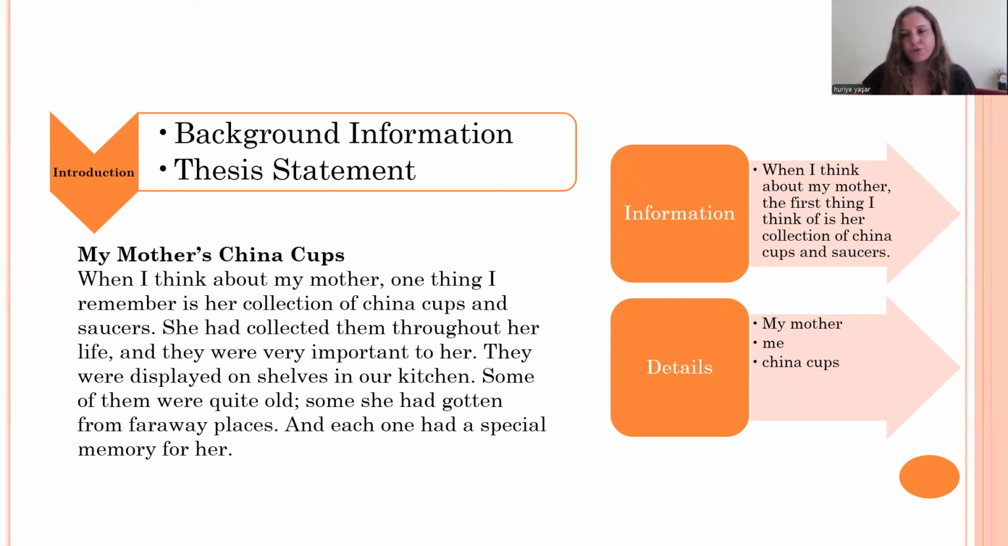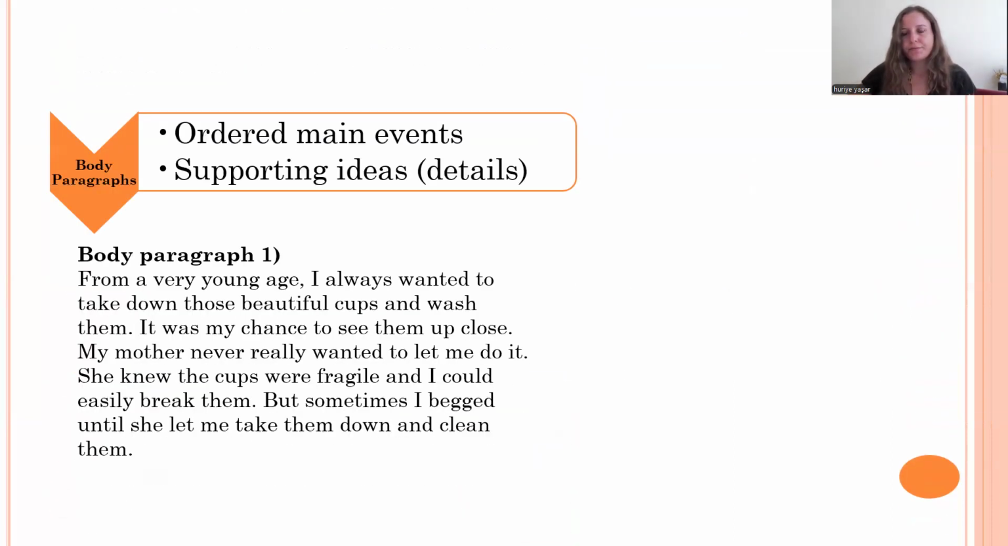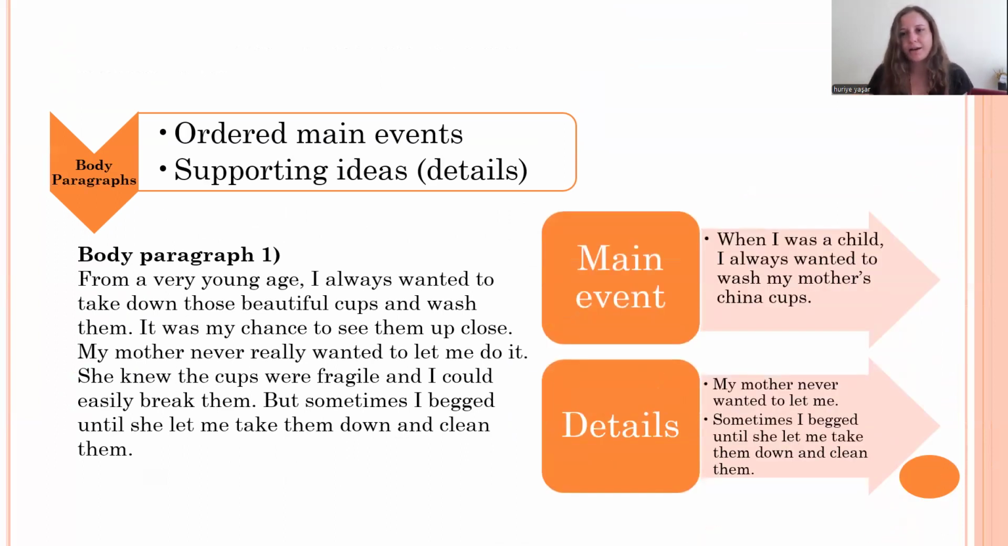The introduction is crucial because it sets the tone for your story. In this sample, the writer starts by introducing the china cups and explaining their significance to the mother. This helps the reader understand why the story is important. In the first body paragraph, the writer recalls their childhood desire to wash the china cups. This paragraph introduces the main event while also providing details that build up to the central conflict.